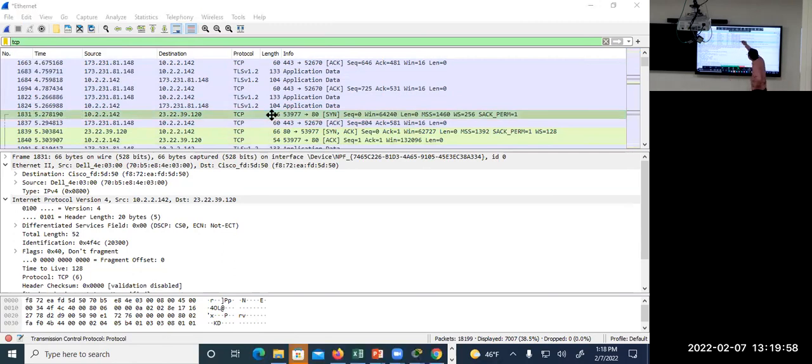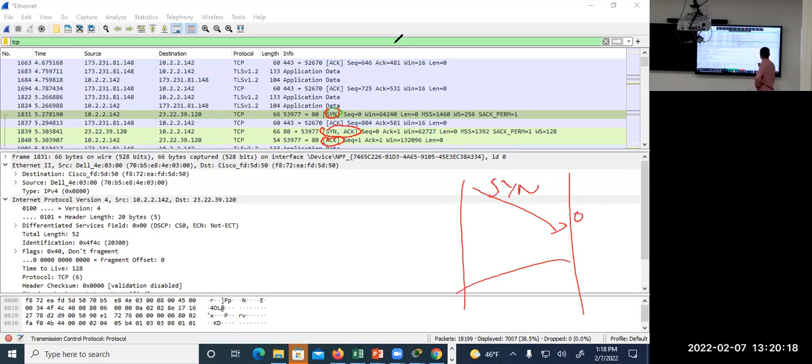Now we see SYN here, right? Then you have the SYN and ACK here, and you have ACK here. Now you see the sequence number here, right? I send the sequence number, number 0, with the SYN. So when he acknowledges, what is the acknowledge number? Yeah, that's why you see ACK here, number 1.